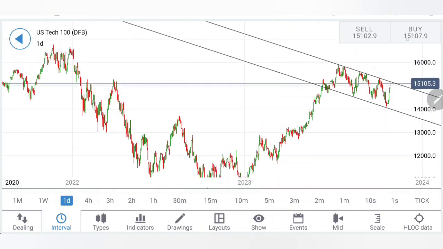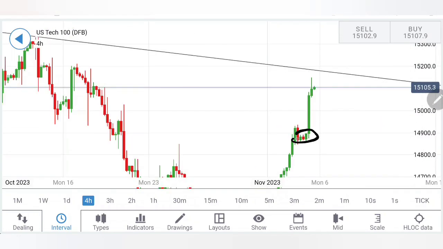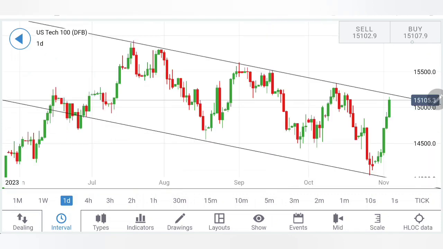Now let's have a look at the daily. Also on the 4-hour charts, this is the support zone here at 14,840, 900, below which further bearishness might take it towards 14,600 levels. Now look at the daily.